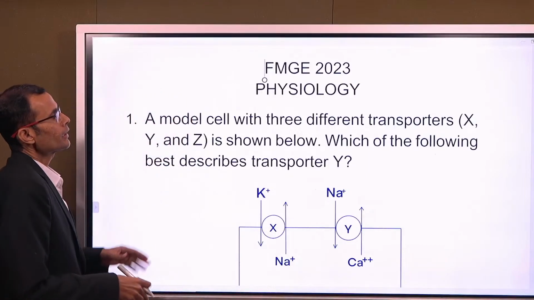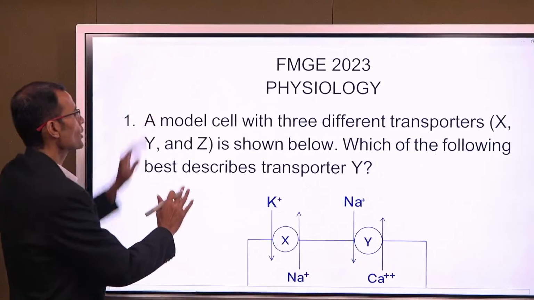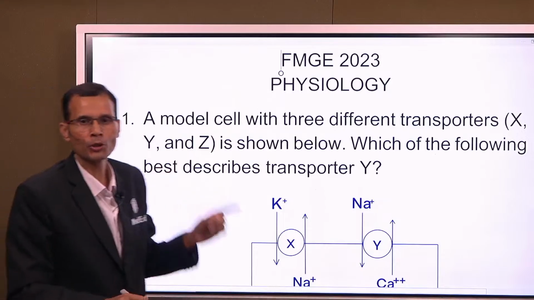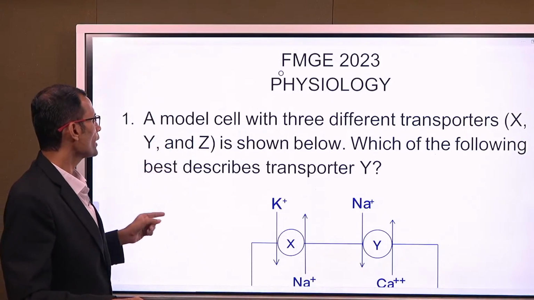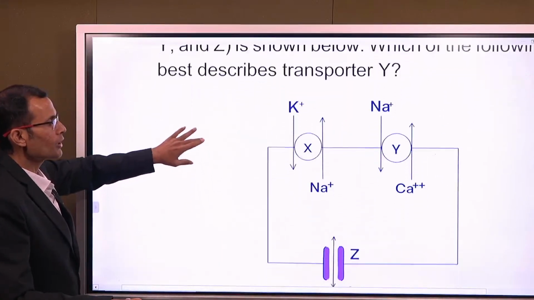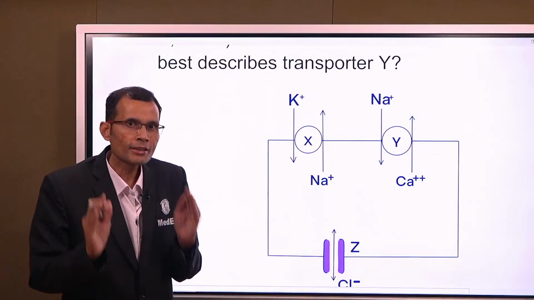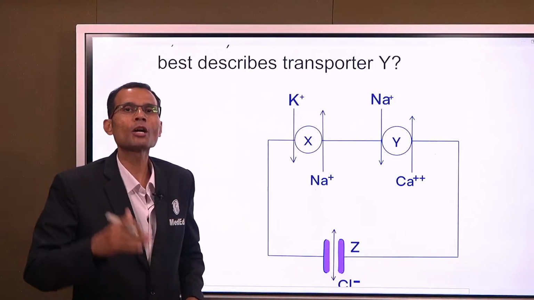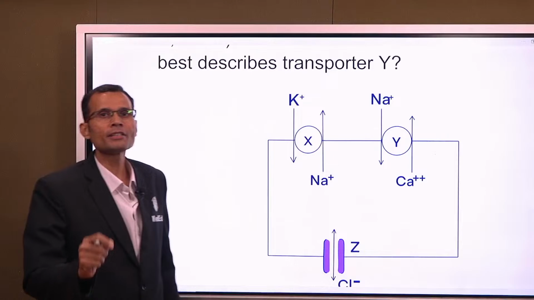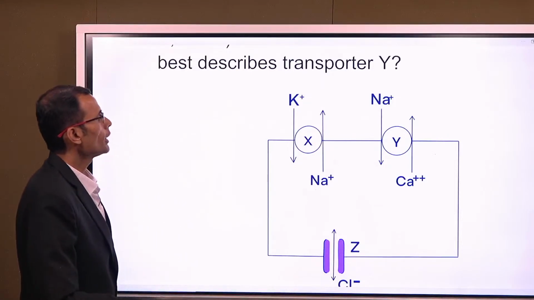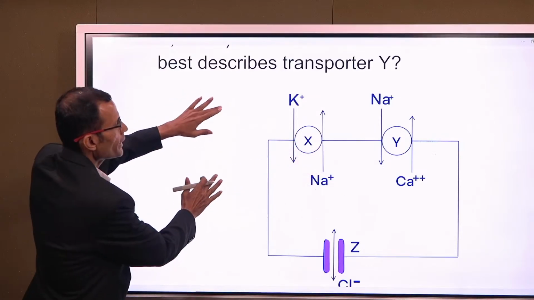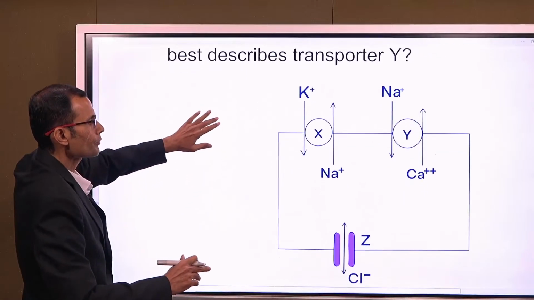Let's begin. The first question, I hope you can see, read the question. A model cell with three different transporters X, Y and Z is shown below. Which of the following best describes the transporter Y? Now look, these are the transporters, and therefore the first topic for today, which I want to cover quickly as an accelerate, is the transport proteins in the membrane. So you can see the three transport proteins shown here in the diagram in the membrane.